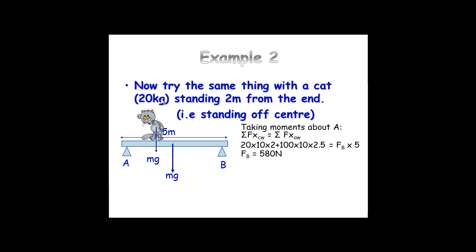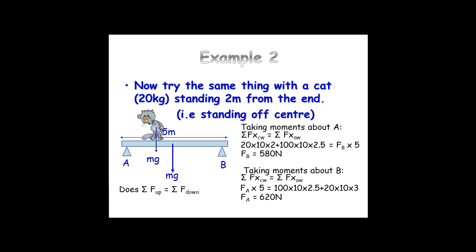Now the total force was 1200 newtons, 1000 plus 200, but it's less than half now because the cat is actually offset. So we'll do the same process for moments about B. Sum of clockwise versus anti-clockwise. 5 times F of A must equal 2.5 times the 1,000 newtons there, plus 3 times the 200 newtons there, since it's further away. So adding all of that together, divide by 5, we get 620 newtons. Notice here, 580 plus 620 adds to the 1,200 newtons of force that's acting. And just a little check there that the sum of the forces up adds to the sum of the forces down, which we looked at a moment ago.